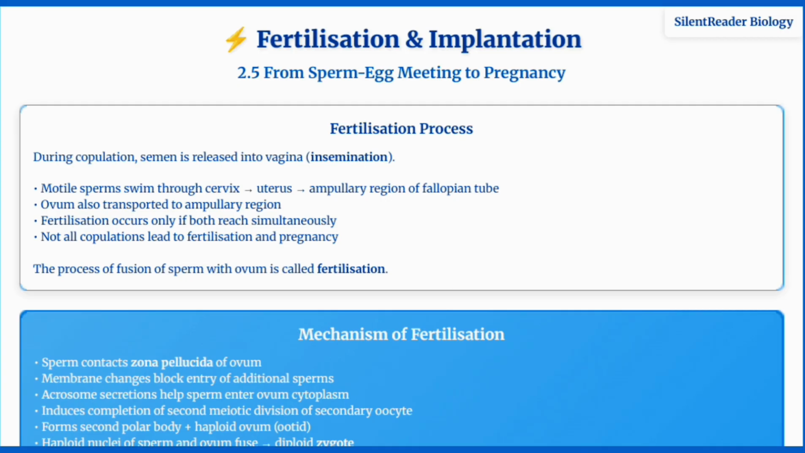The sperm's acrosome secretions help it penetrate the egg, inducing completion of the second meiotic division and formation of the second polar body and haploid ovum. The fusion of sperm and egg nuclei creates a diploid zygote with 46 chromosomes. This is also when the baby's sex is determined. Since all eggs carry an X chromosome, the sperm determines whether the zygote will be XX female or XY male. The zygote then begins mitotic division through cleavage as it moves toward the uterus.